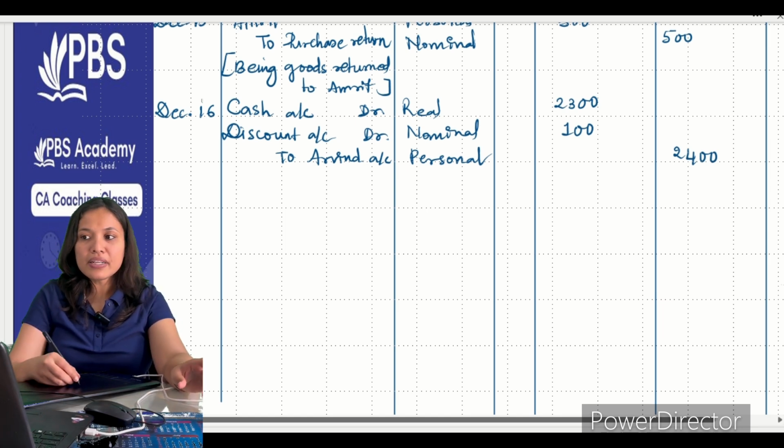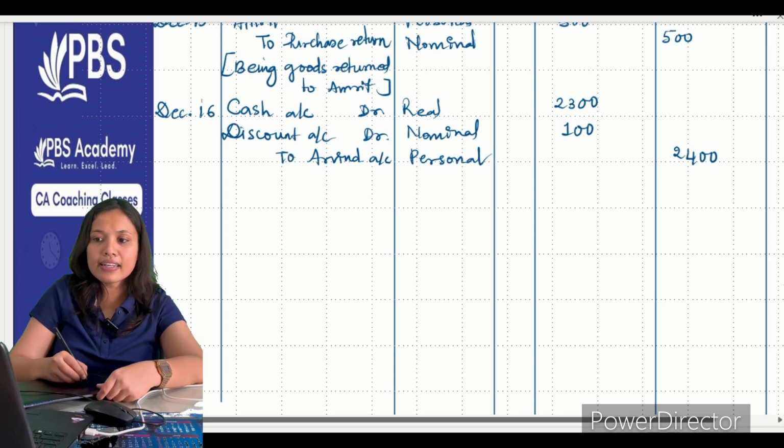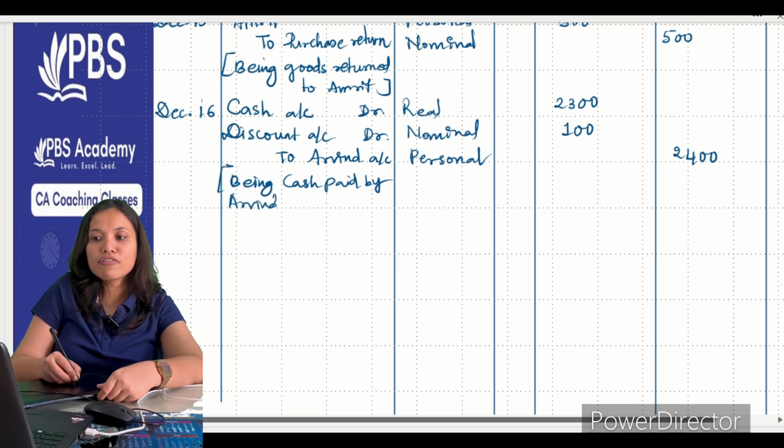Clear? So the debit side will always be equal to our credit side. So we'll write down the narration. Being cash received from Arvind in full settlement.